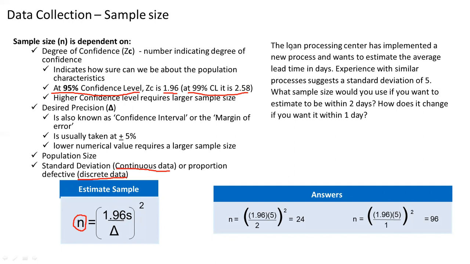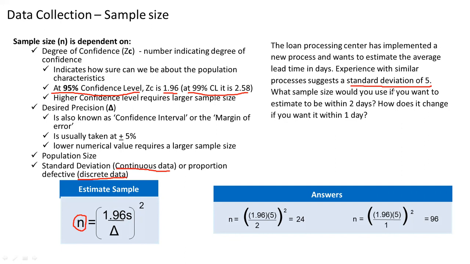For example, let's take a loan processing center that has implemented a new process, and they want to estimate the average lead time in days. The experience with a similar process suggests that the standard deviation is 5. So this is the current variation in your process, which we measure in the form of standard deviation, and it is 5.